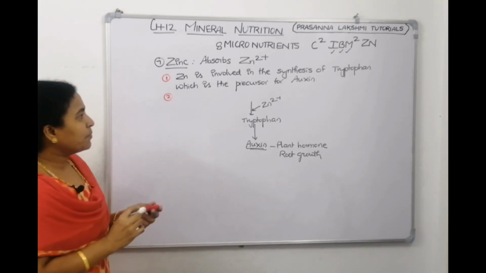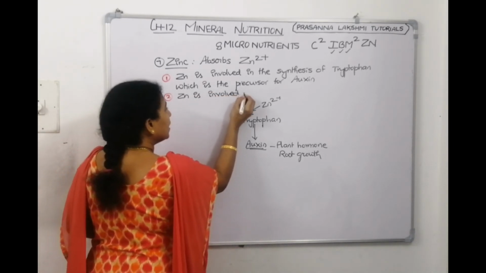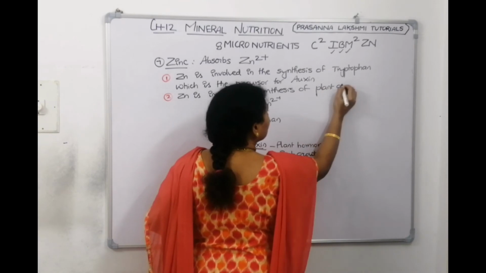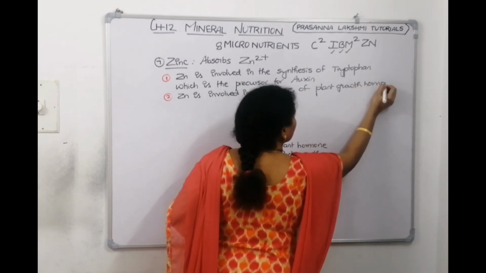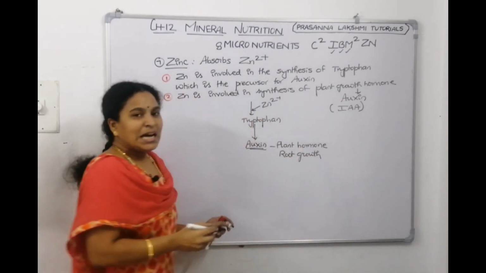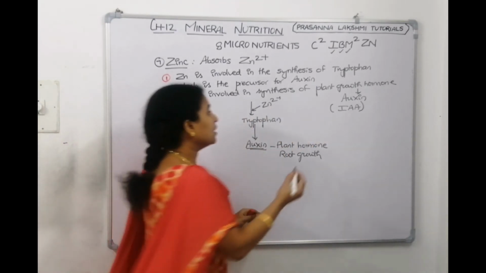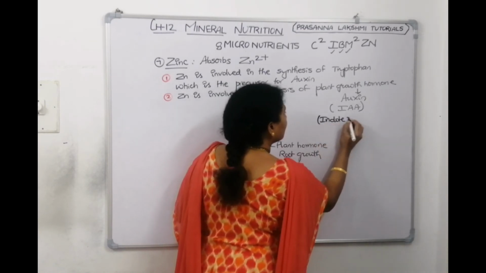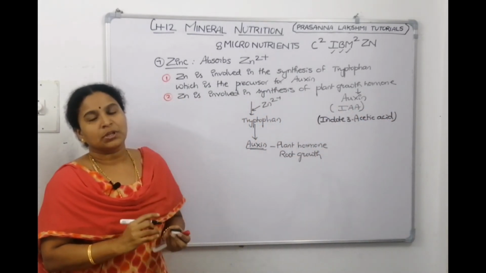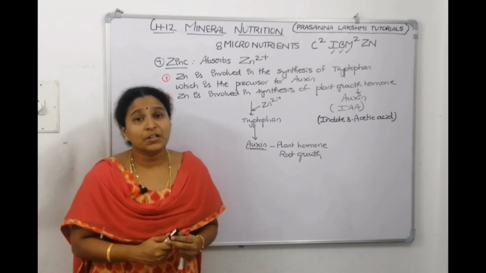So we can tell, since it is making tryptophan, zinc is involved in synthesis of a plant growth hormone. What is its name? Auxin. Chemically, we call it IAA, indole 3-acetic acid. What is the chemical name of auxin? The chemical name of auxin is indole 3-acetic acid. Auxin is responsible for root growth. Auxin is synthesized from tryptophan. Tryptophan requires zinc for its synthesis. This is the first role of zinc.